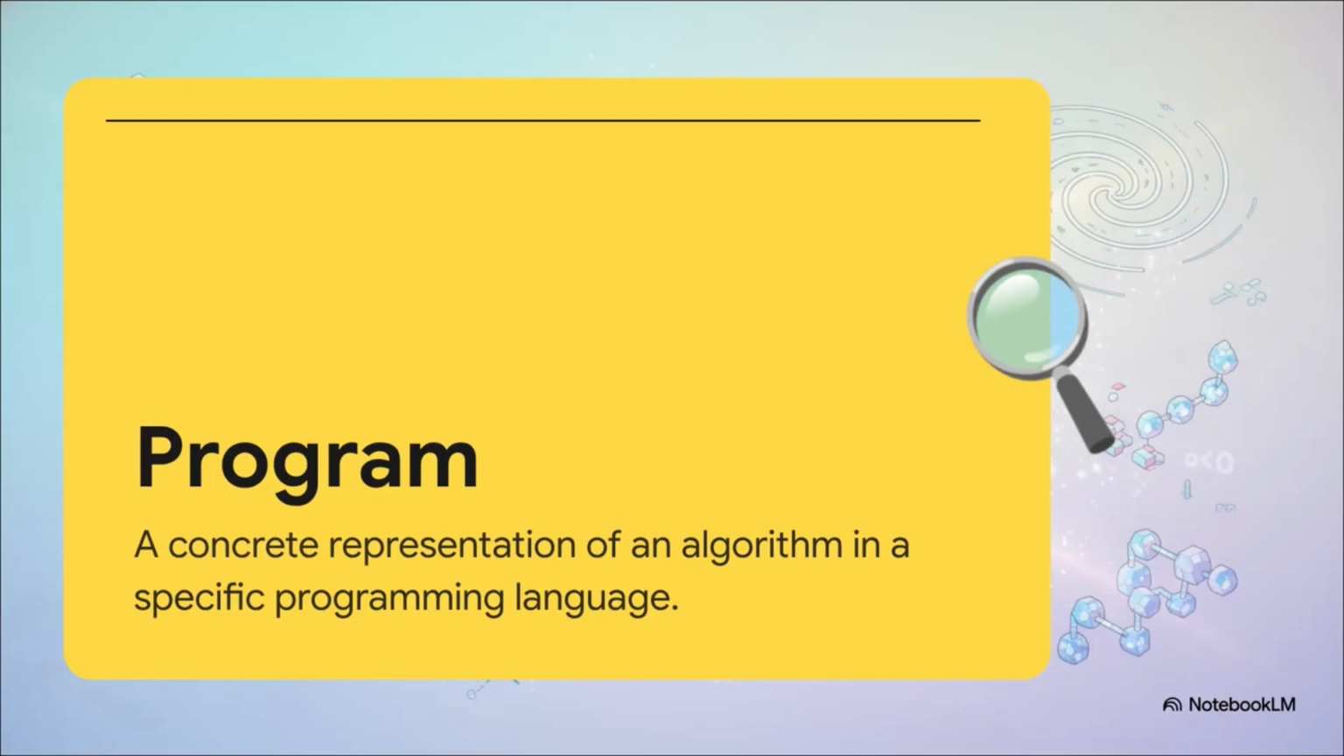Which brings us to the final piece of the foundation, the program. So if an algorithm is this abstract idea, like a brilliant recipe you've just got mapped out in your head or scribbled on a whiteboard, the program is that exact recipe translated into a specific programming language. We're talking Python, Java, C++, whatever it is that the computer can physically execute. The algorithm is the pure logic, the program is the physical reality.